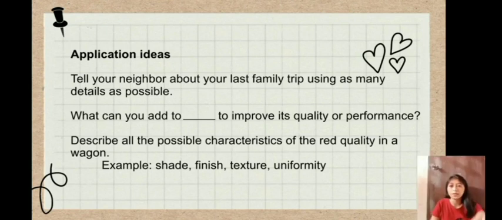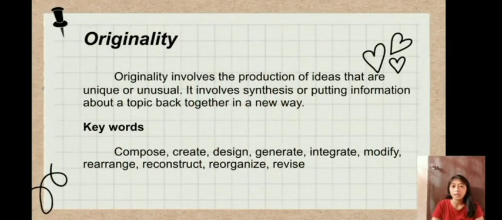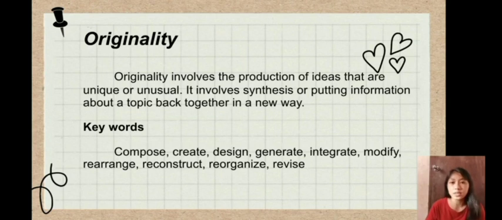And next, we have the last of the Torrance framework for creative thinking. So, originality involves the production of ideas that are unique or unusual. It involves synthesis, or putting information about a topic back together in a new way. In originality, you should put ideas that are unique. There should be uniqueness in it. You should put information about the topic together in a new way.